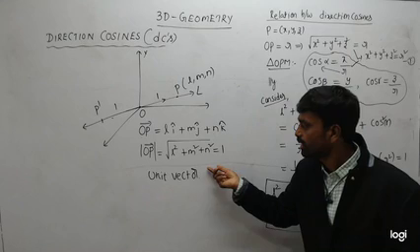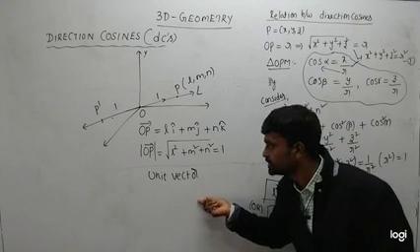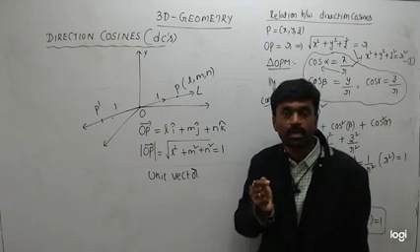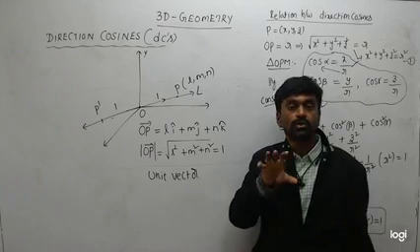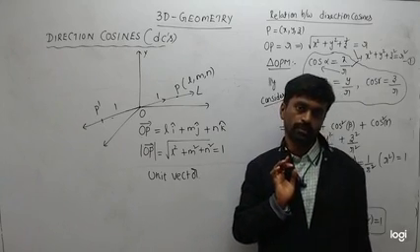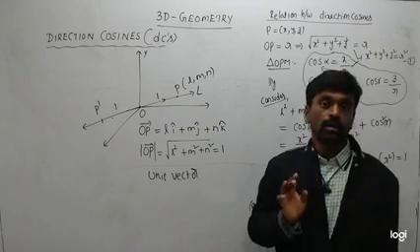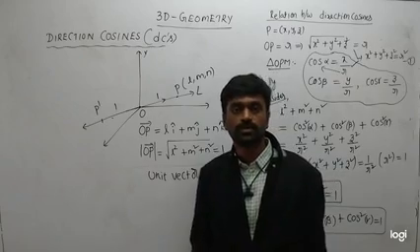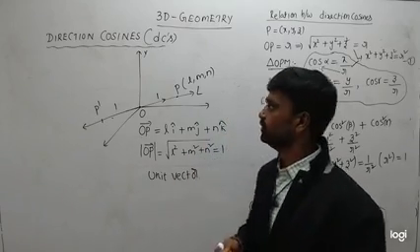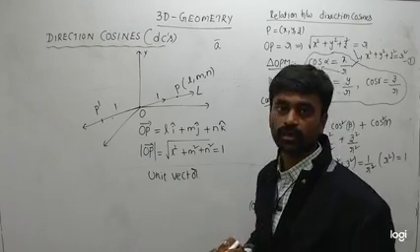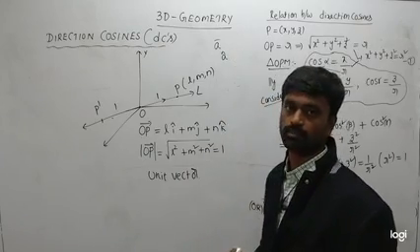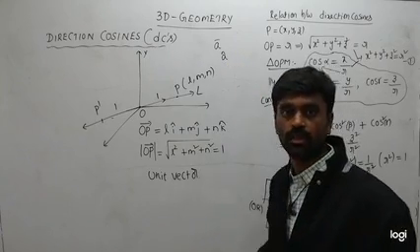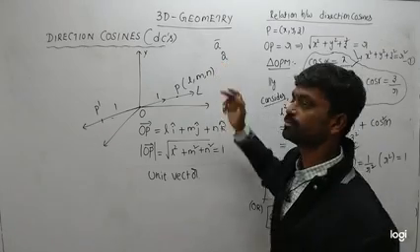And if I take its magnitude, what did I get? 1. That means this is a unit vector. That's why in vectors, if you want to find direction cosines of any given vector, you first find the unit vector. And the coefficients of I cap, J cap, K cap give the direction cosines of that vector. So if you want to find direction cosines of any vector A bar, you find A cap, and the coefficients of I cap, J cap and K cap in A cap are nothing but the direction cosines of A bar as well as A cap.